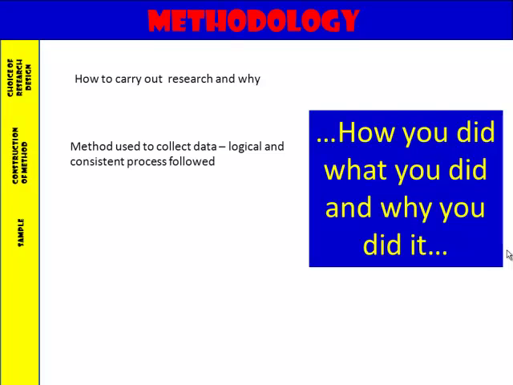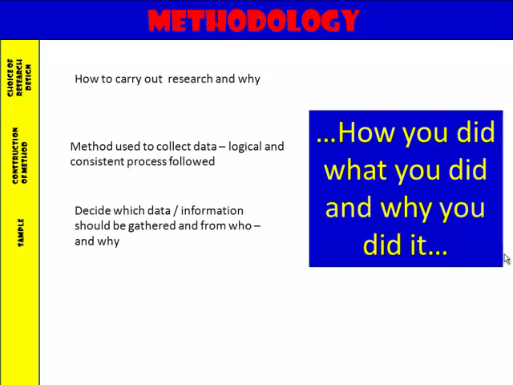The third section of a methodology is the sample. You have to decide which data or information you need to gather and where you will gather that from, whether that's from journals and books or whether that's from people. And you must justify the choices that you make for this data gathering.